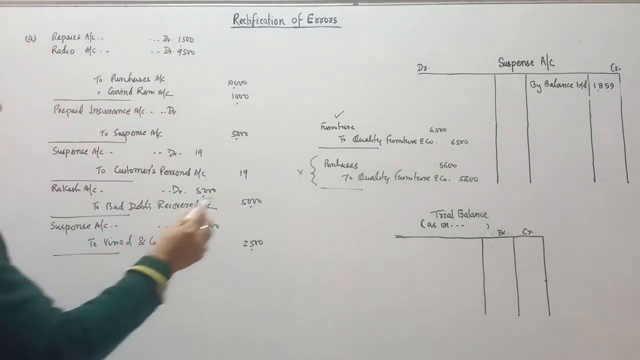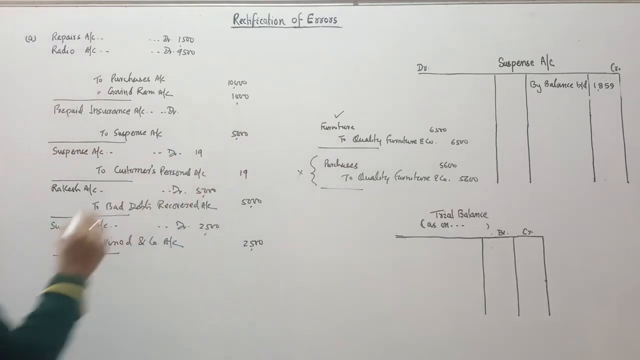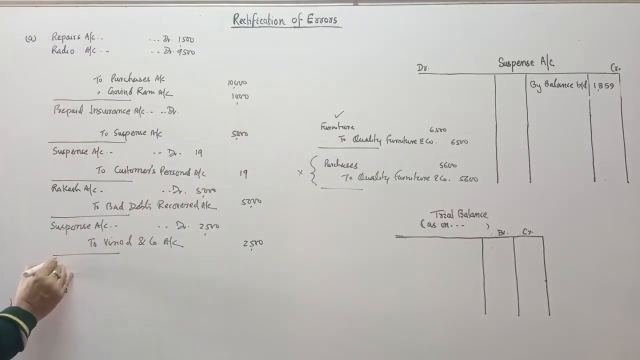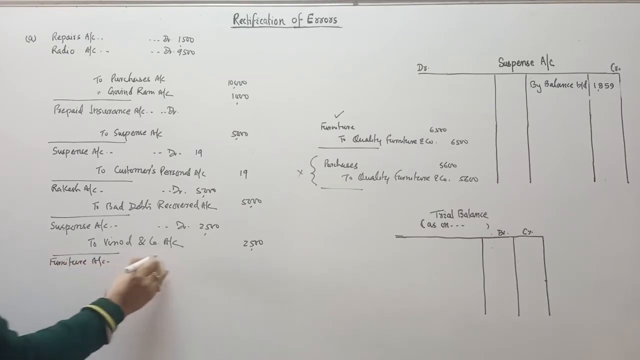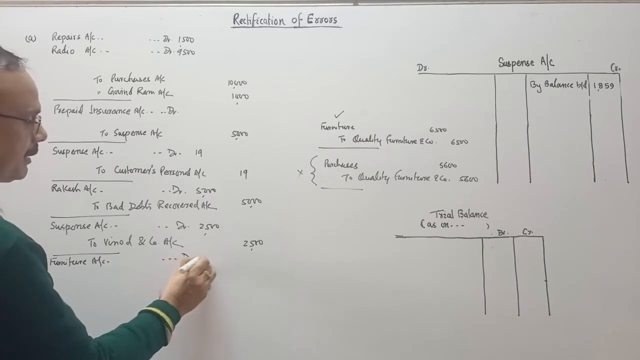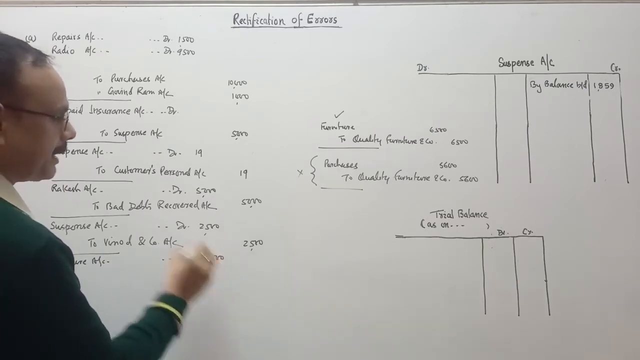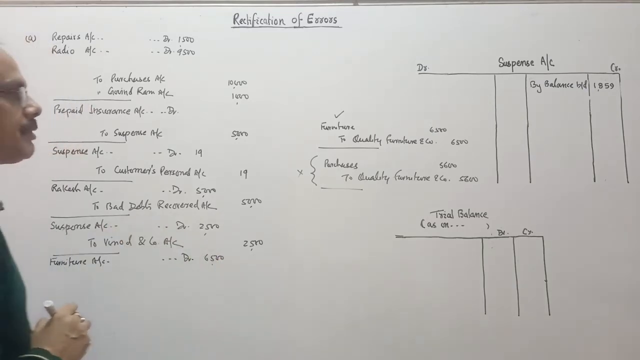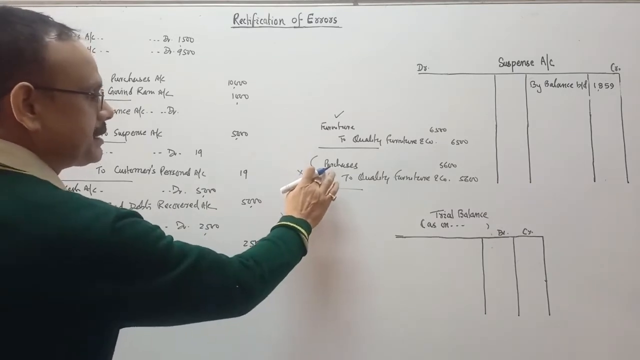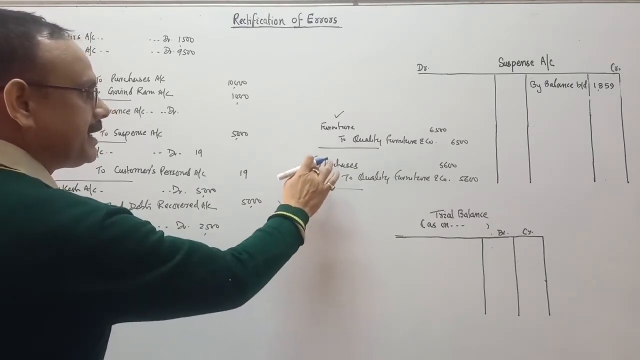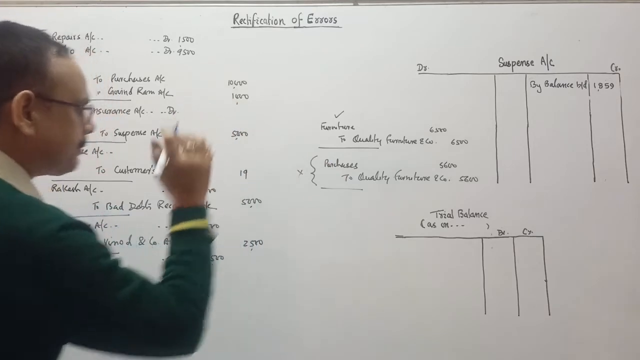So rectify it. First of all, right entries should be at right place. So for that we will debit the furniture account to place the furniture account at the right place, and the right place of furniture is in debit, 6500. Okay. Now coming to the purchase. Purchase is in the wrong place, it is debited wrongly, so we have to cancel the purchase.